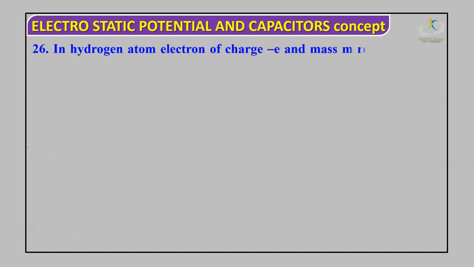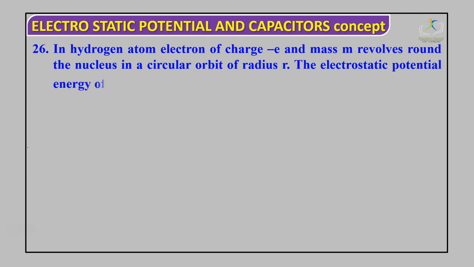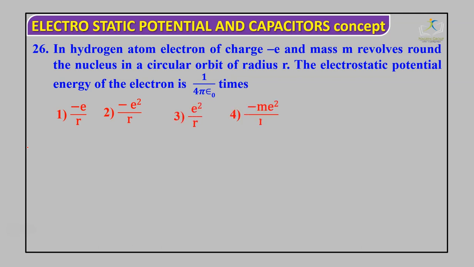Next question we have. In a hydrogen atom, an electron of electric charge minus e and mass m revolves around the nucleus in a circular orbit of radius r. The electrostatic potential energy of the electron is: 1 by 4 pi epsilon naught times minus e by r; minus e square by r; e square by r; and minus m e square by r. Let us see the solution of this question.